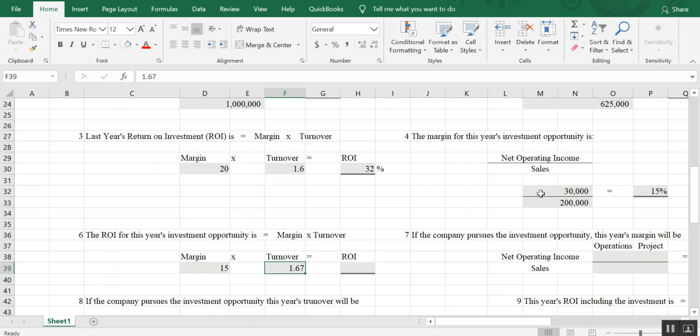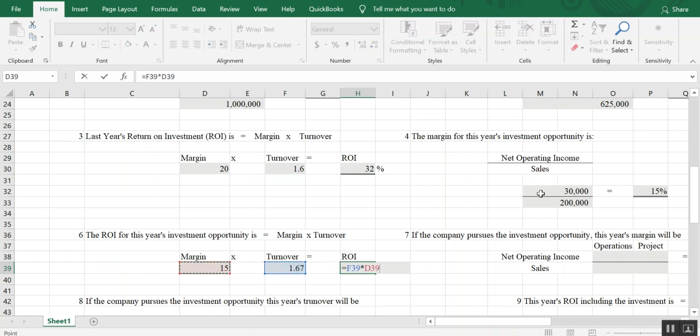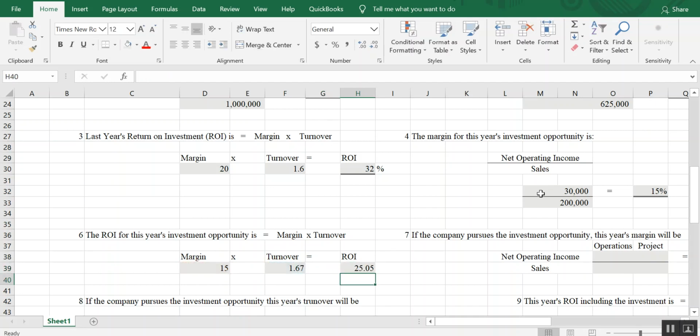because I want to limit the decimal places in my calculations for presentation, and basically I don't want to overcomplicate it. So we have 1.67, and now we're going to multiply the turnover times the margin to get an ROI of 25.05. Okay, so that's the return on investment for this project.